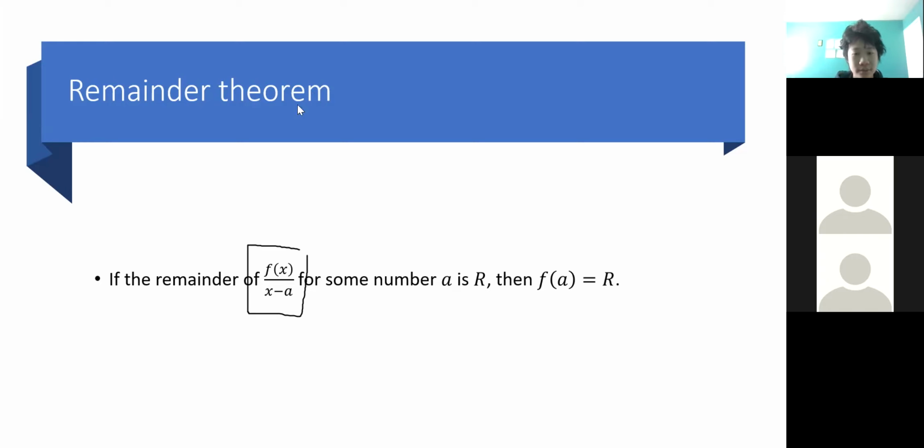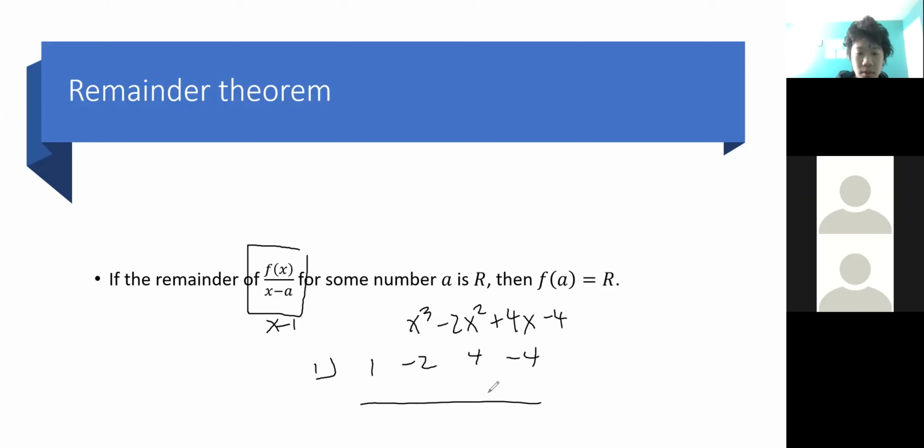Okay, so let's give an example here. Let's take the polynomial x cubed minus 2x squared plus 4x minus 4. How do we figure out the remainder if this is divided by x minus 1? In this case, there are 2 ways we can find the remainder. Of course, we can always use synthetic division and see what we get. So let's do that. So it looks like the remainder is -1.